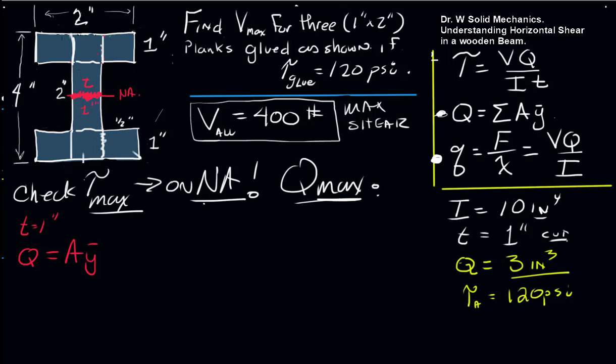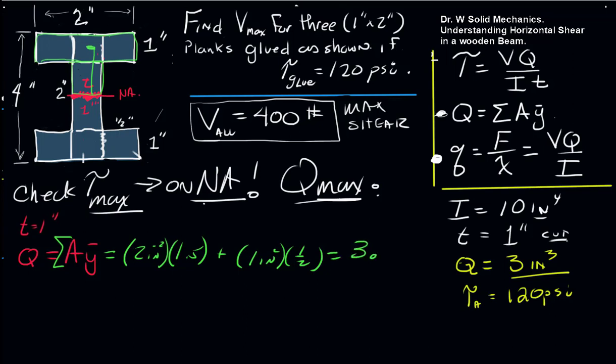And there's a few ways to do that. We could do it as the AY bar of that region plus this region. We could do it as the AY bar of this region plus these two wings. Or we could do it as this large region minus these two smaller holes. And any of those will work. So we'll do this as a composite. And I'll pick large region plus small region. So we have 2 inches squared times the centroidal distance here, which is 1.5, plus this region right there, which is 1 inch squared times a half, which gives us 3.5 inches cubed, which we can see is larger than what we had before at that cut.